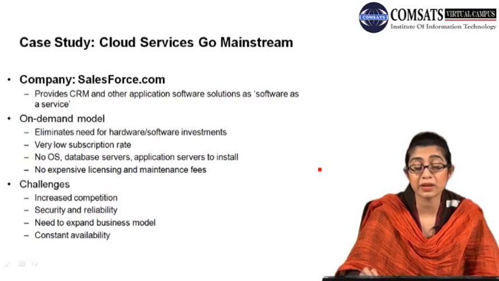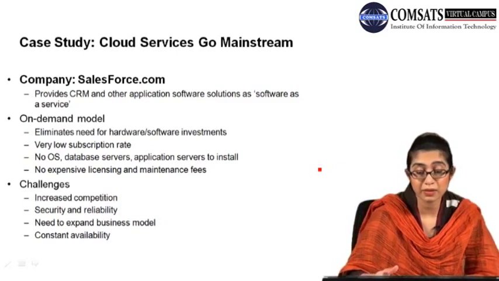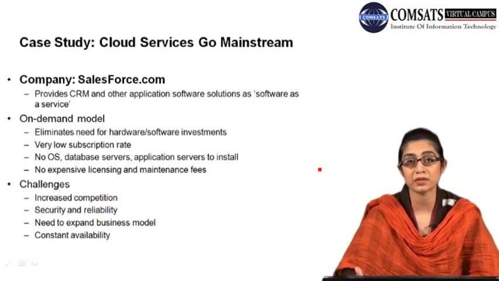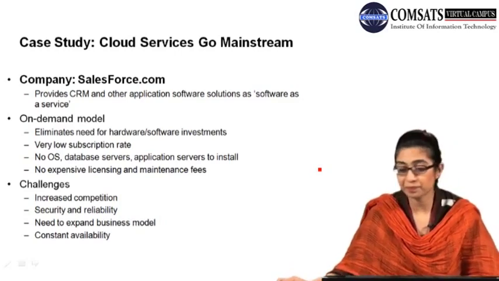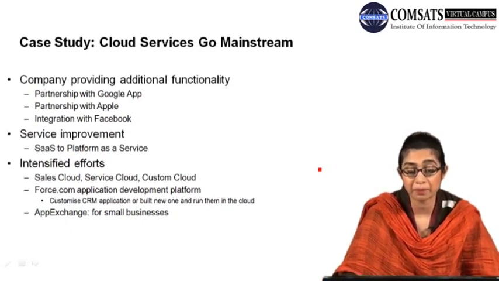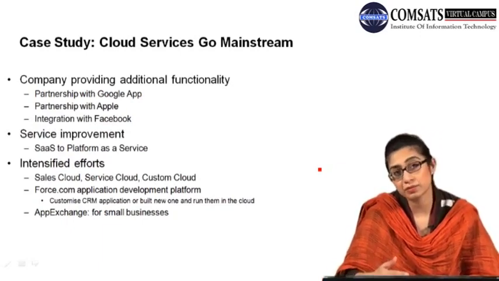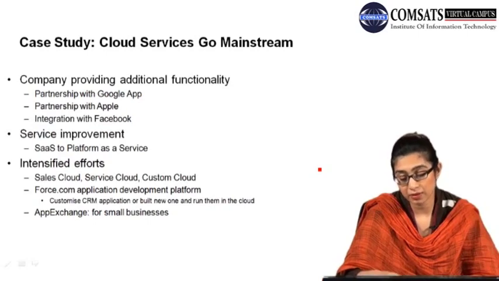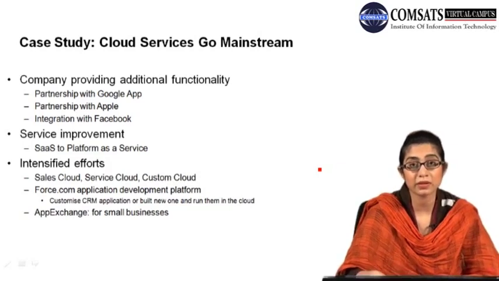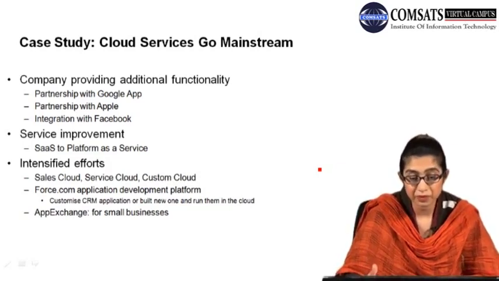Now, what they're doing is, because they're going into problems, and because they were facing certain kind of challenges, so इन्होंने क्या किया that they started providing additional functionality. क्या थी? They were doing the partnership with the Google Apps. They were doing the partnership with Apple. They were integrating their system with the Facebook as well.